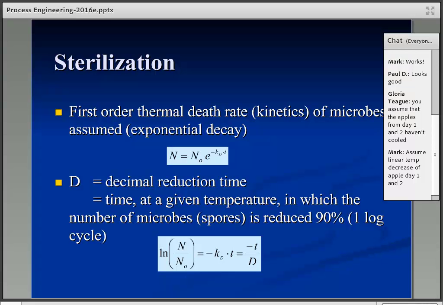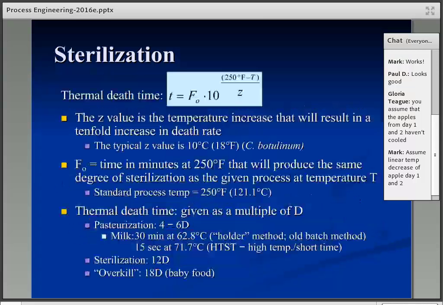We use terms like decimal reduction time that we'll define here, and that's the time in which you reduce the number of microbes, the number of spores, by 90%, so 1 log cycle. And when you make that definition, then you get an equation here that we can use to evaluate the sterilization process.